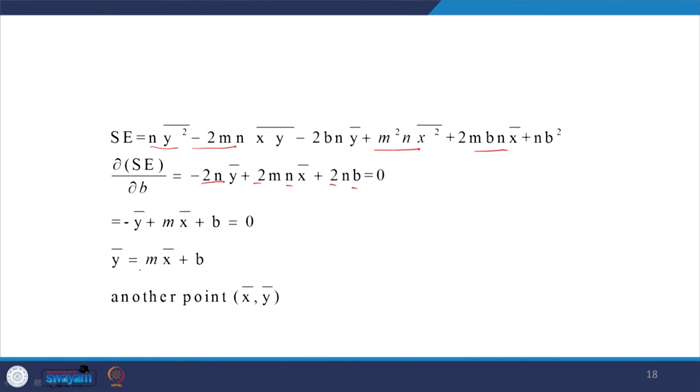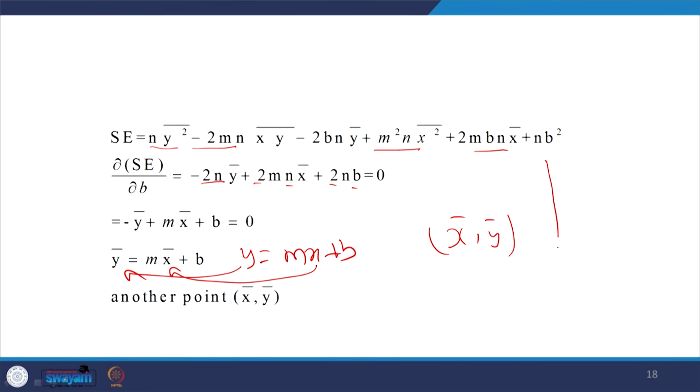So when you simplify, y equal to mx plus b format. So this line is passing through x bar, y bar. So the another point is x bar comma y bar. So you see there is a very important result. If you want to draw a best line, that line has to pass through the average value of x and average value of y. That line has to pass through that, then only that line may be the best line.